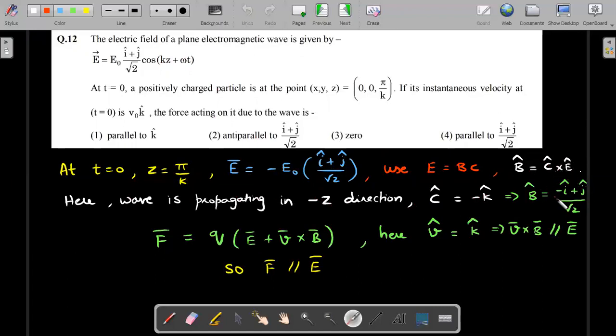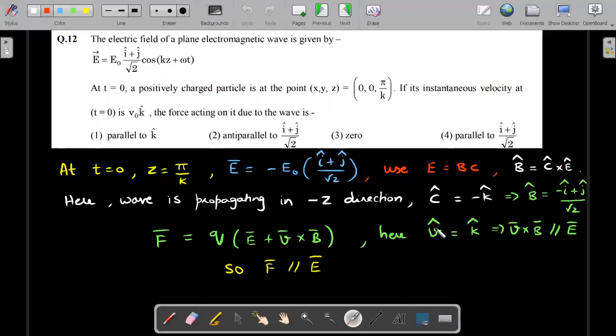Okay, so with B bar's direction known, both in magnitude and direction, F bar is equal to Q into (E bar plus V cross B), the Lorentz force acting on that. You realize one very important thing, that this V bar of the particle is given as the k cap direction.